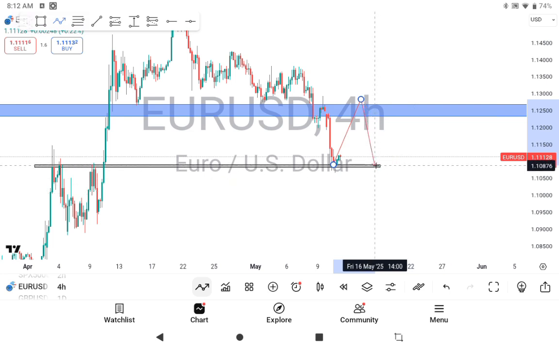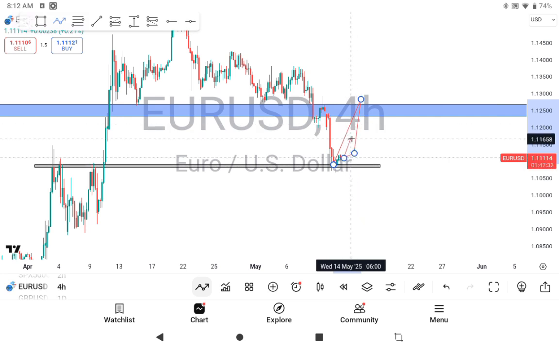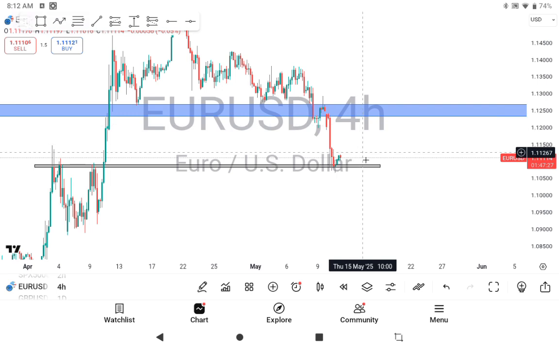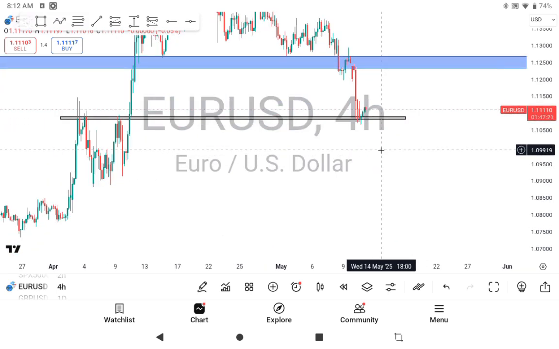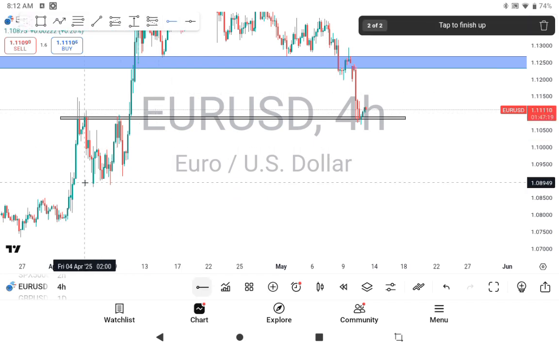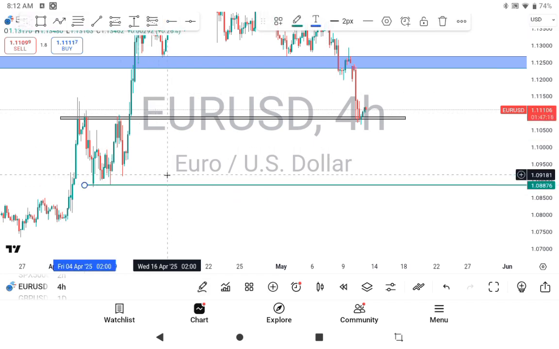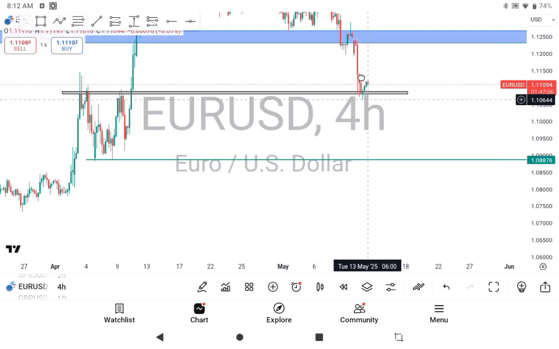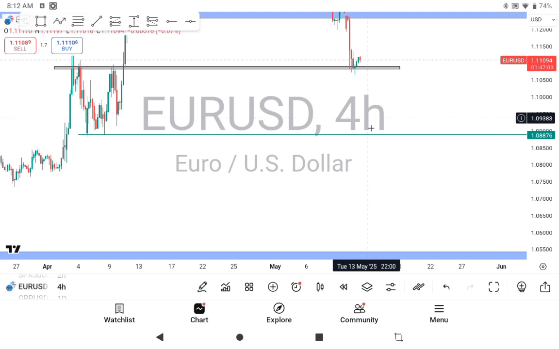If this support level is taken out, ladies and gentlemen, after price has pulled back and is going to attempt this support level again, the next level target on Euro USD will be here. The next level target for Euro USD will be this green bar right here, provided that this level is taken out. If this level is taken out successfully, Euro USD will sell down right here.